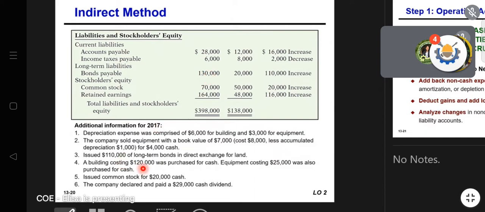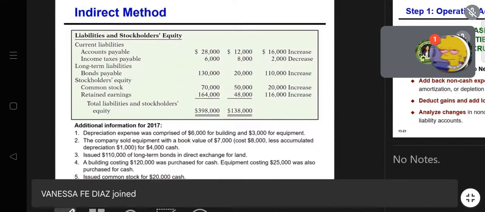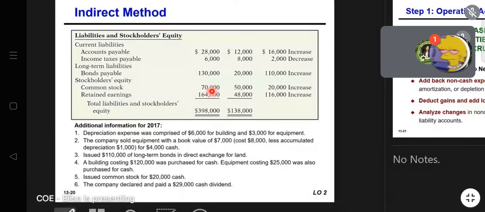And then the building costing 220 was purchased for cash. So kini, iyang i-purchase for cash. Equipment costing 25 was also purchased for cash. And then here, issued common stock for 20,000 cash. So kini siya ang number 5, mauni siya, no?